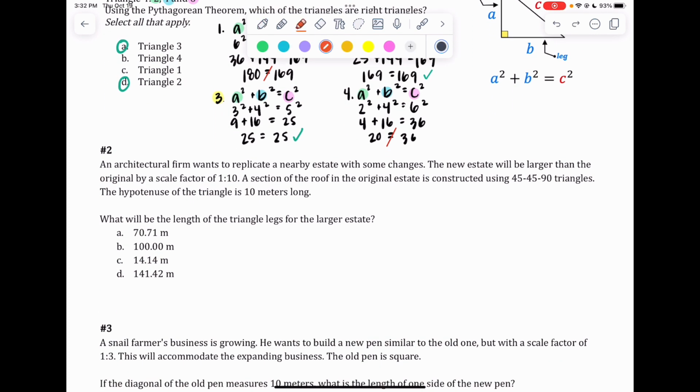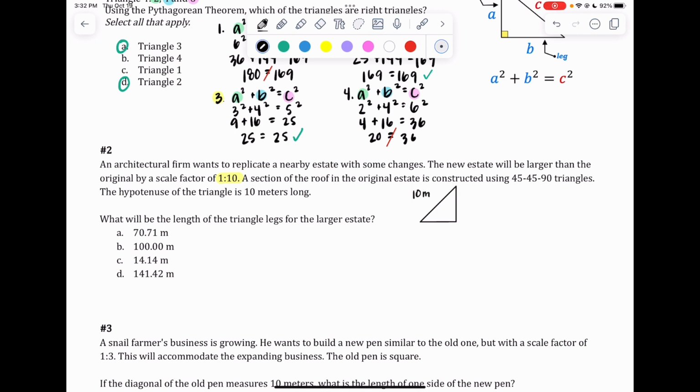So number 2, an architectural firm wants to replicate a nearby estate with some changes. The new estate will be larger than the original by a scale factor of 1 to 10. A section of the roof of the original estate is constructed using 45, 45, 90 triangles. The hypotenuse of that triangle is 10 meters long. So that means that the hypotenuse of the original roof, or the diagonal of that original roof line, is going to be 10 meters long.